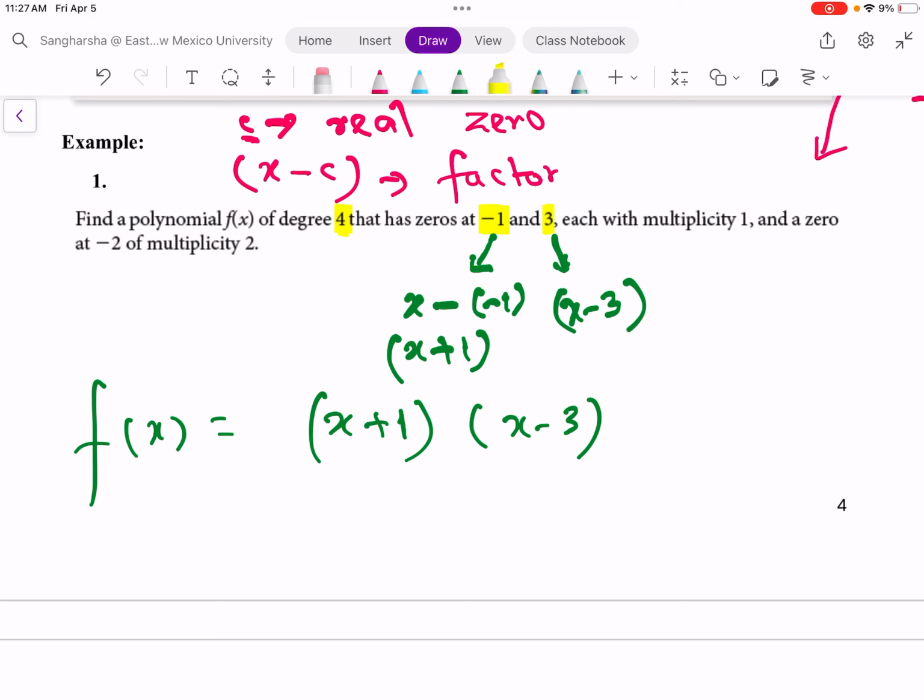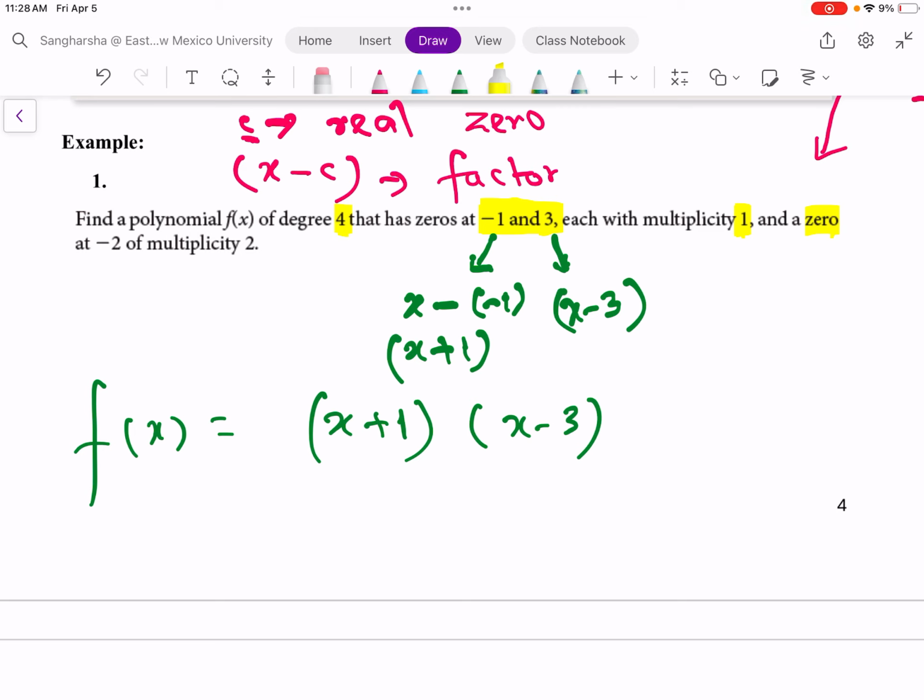Now where do we write this 1? And a zero at negative 2 of multiplicity 2. Let me see here. So we have a function of degree 4. We have zeros at negative 1 and 3, each with multiplicity 1, and a zero at negative 2 of multiplicity 2. Now what is this multiplicity? That's the multiplicity for these zeros. And where do we write that 1? Multiplicity is the number of times a factor is repeated.